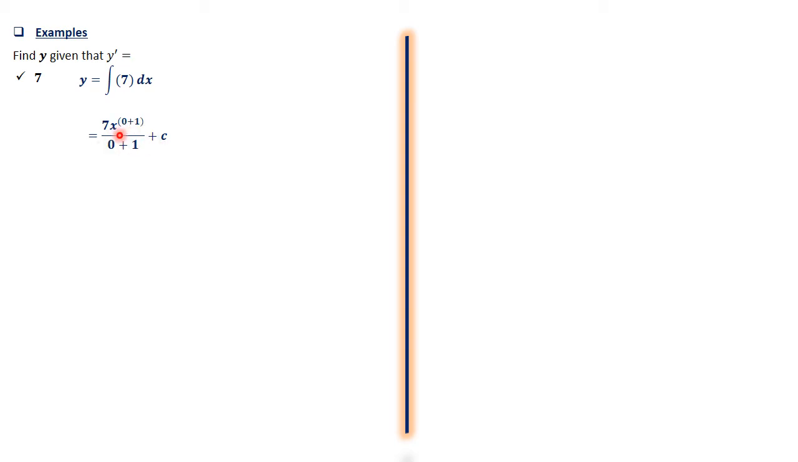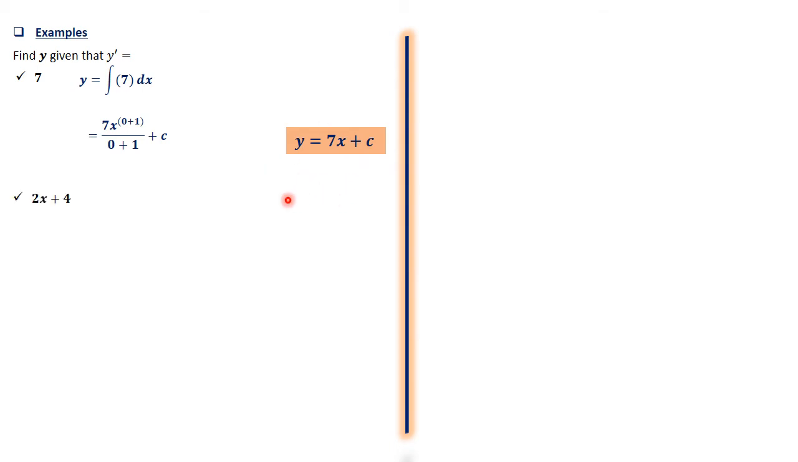Someone is wondering, where is the c coming from? Sorry, where is the x coming from? I say it this way. 7 is the same as 7x raised to power 0. So there is an x whose power is 0. So we just have it that way, and then we add 1. Okay, so the power of x originally was 0. We add 1, divide by the whole thing. That is 0 plus 1 plus c. And therefore the answer will be y is equal to 7x plus c. If you differentiate this, will you get a 7?